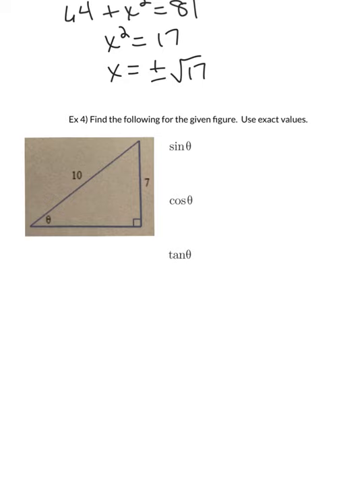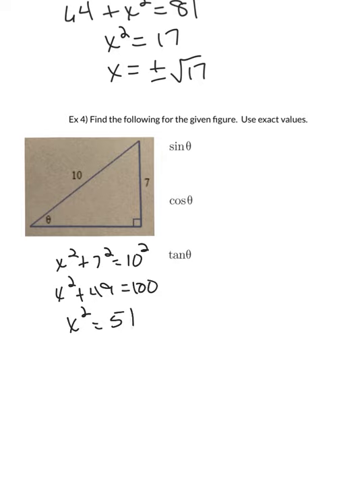So we are going to set up the Pythagorean theorem, x squared plus 7 squared equals 10 squared. x squared plus 49 equals 100. x squared has to equal 51, so x must be the square root of 51. So the side that we don't know then is the square root of 51. Now the trig functions that we are finding are all in relationship to angle theta.